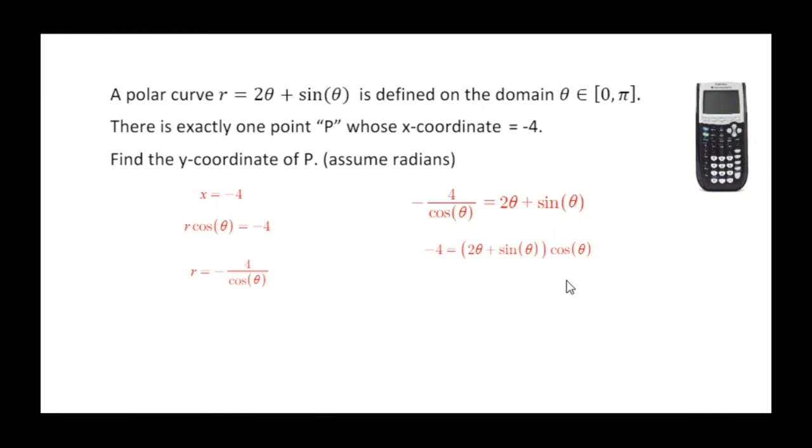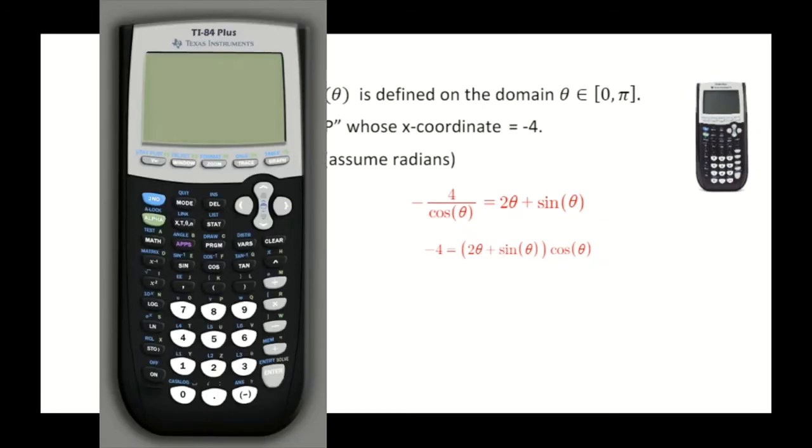Let's bring up the calculator. This is going to be kind of weird, but we're actually going to be in function mode. So in mode, we're in function mode right now. There is a polar mode, and we can take a quick look. If we're in polar mode, and let's say I plug in the two equations that I'm interested in here, 2 theta plus sine theta, and -4 over cosine theta, which we know is going to be that vertical line. We take a look at the graph.